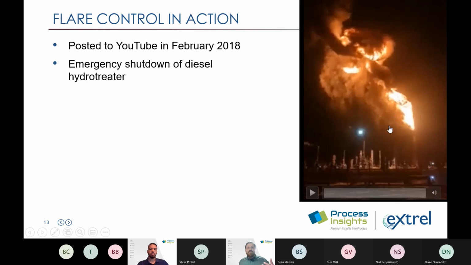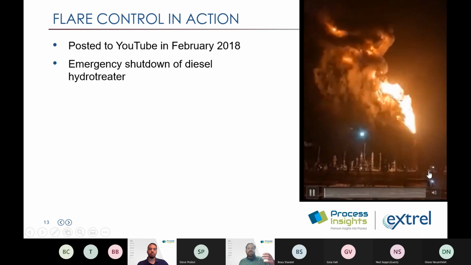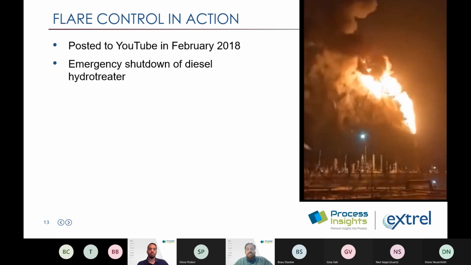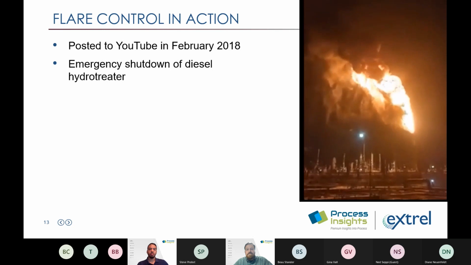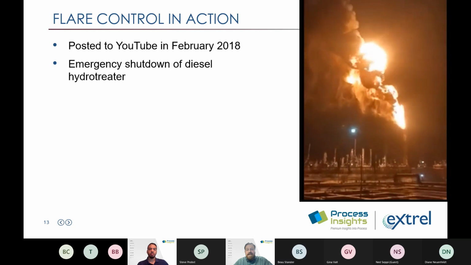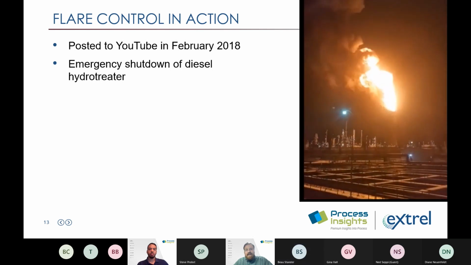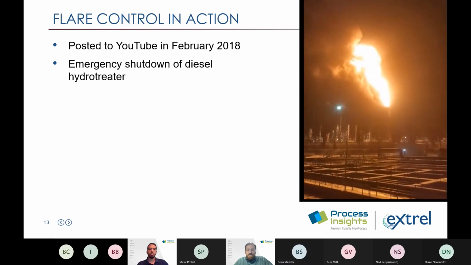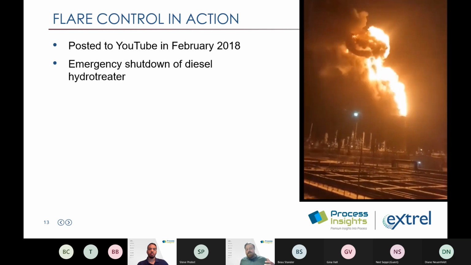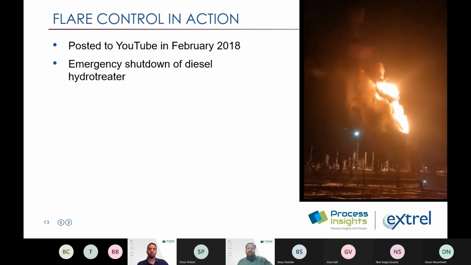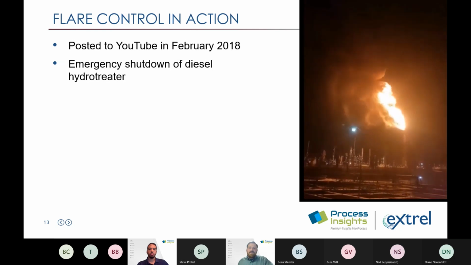It's got a 400-foot tall flame sticking out of the top of it, and all this smoke, an out of control flame. This actually was a flaring event that occurred back in February of 2018. And this is a refinery in the Midwest, and they had an emergency shutdown of the diesel hydrotreater. So what we're looking at is a mixture of diesel fuel and hydrogen being sent out to flare, and that's why they've got this kind of out of control condition.